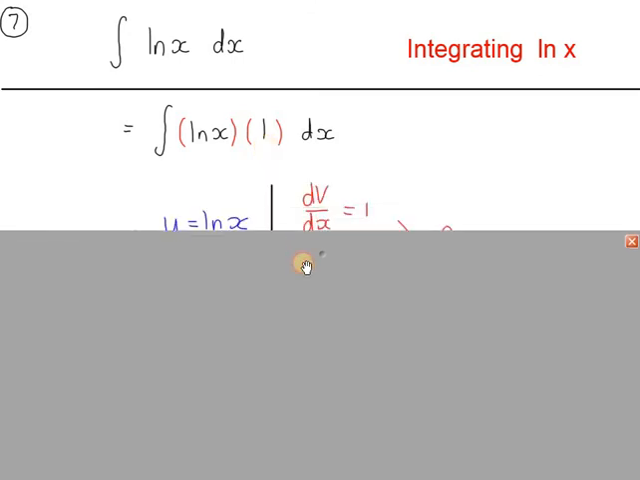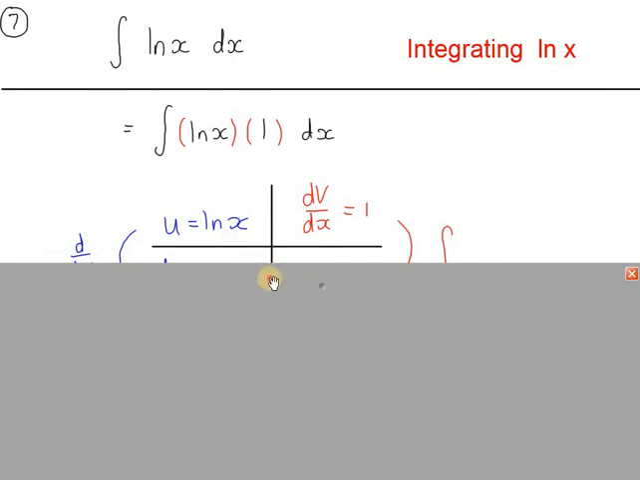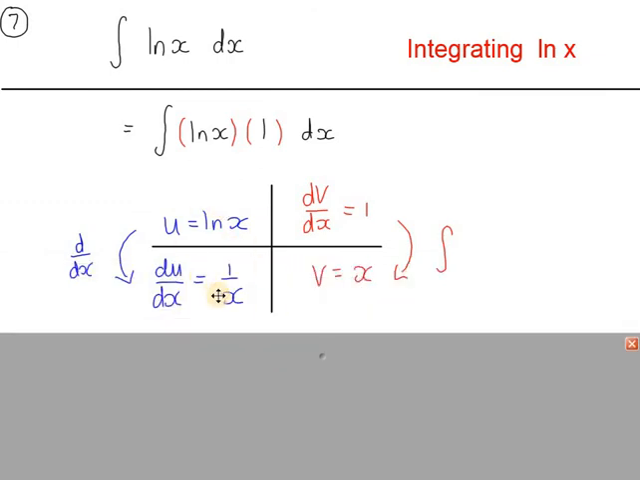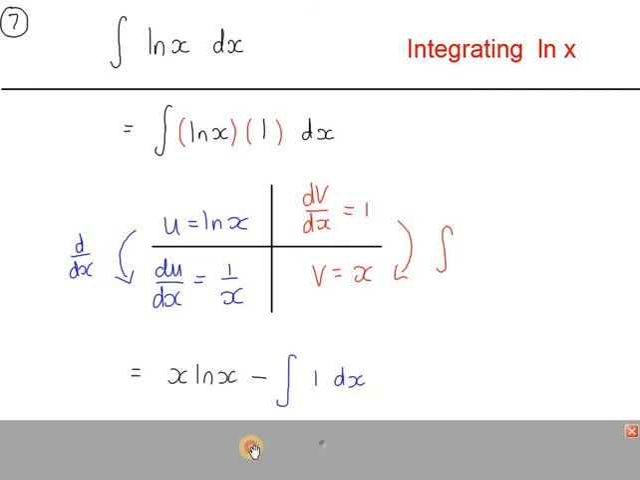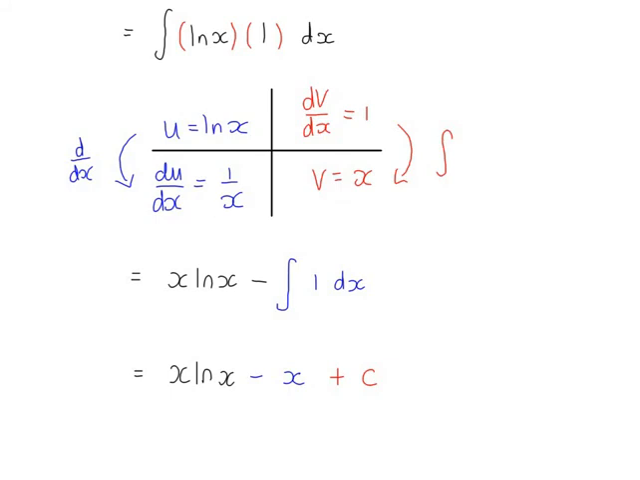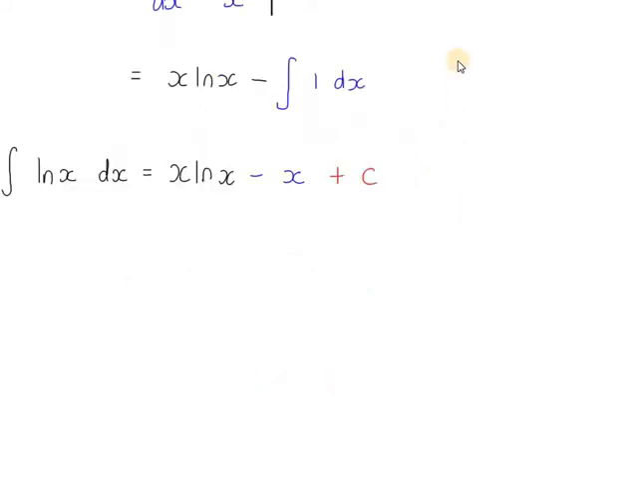So integration by parts, differentiate the left, integrate the right. Integrating 1 gives us x. Apply the formula, so ln x times x on this side, and then 1 over x times x gives us 1, so we're integrating 1, and then the final answer. So if we're integrating ln x, we get x ln x minus x. You should know this proof.